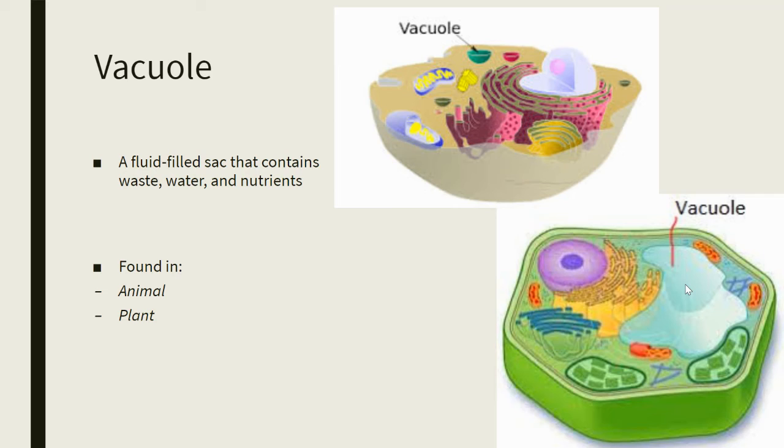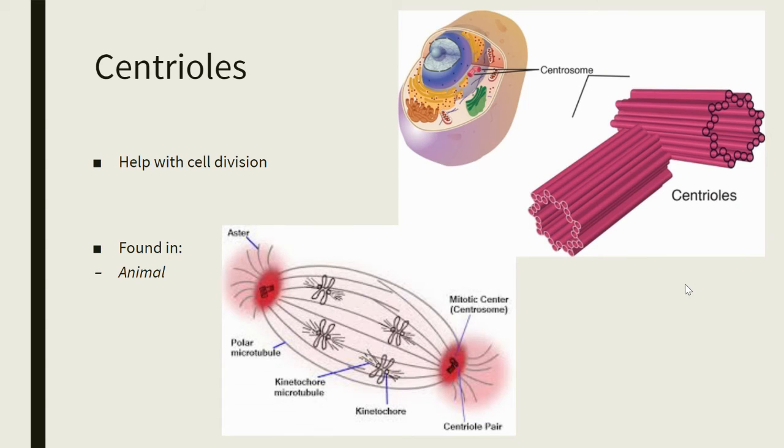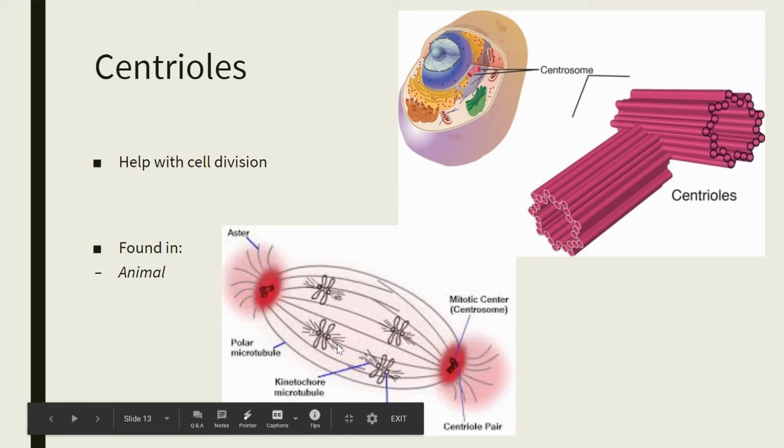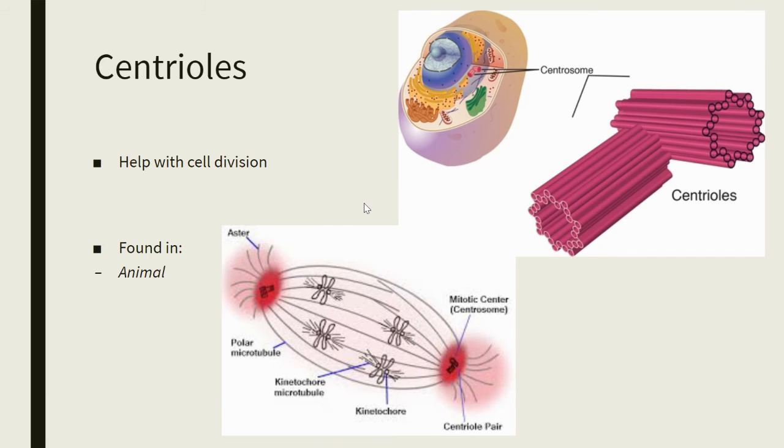And it contains, like I said, water, waste, and nutrients. It is a membrane-bound organelle, so it is not found in prokaryotic cells. Next, we've got centrioles, and they help with cell division. So when the cell goes through mitosis and divides into two more cells, it has these centrioles that help line up the chromosomes of DNA, genetic material, in the middle. And these are found just in animal cells.